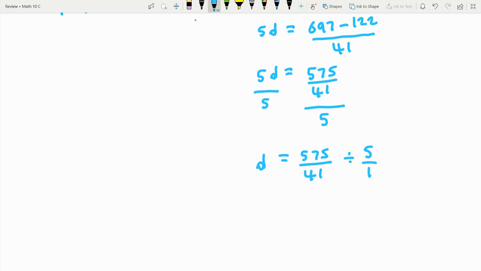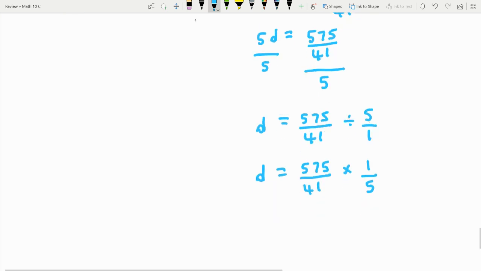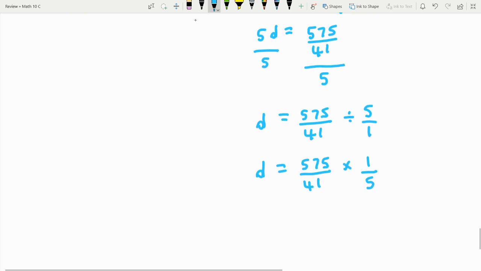But remember the rules for division. The rules for division state that when I'm dividing two fractions, I keep my first term the same, and for my second term I take the reciprocal, meaning I flip the numerator and the denominator, and I multiply instead. So this would be 1 over 5. Now I just multiply by 1 over 5: 575 divided by 41 times 1 over 5. When I do that, I get 575 times 1 divided by 41 times 5.